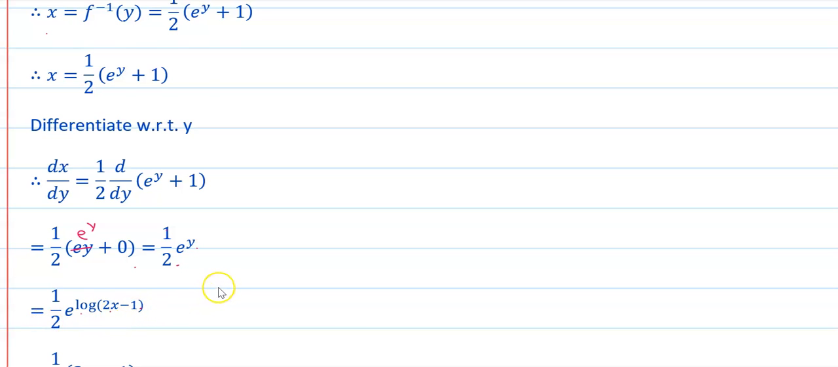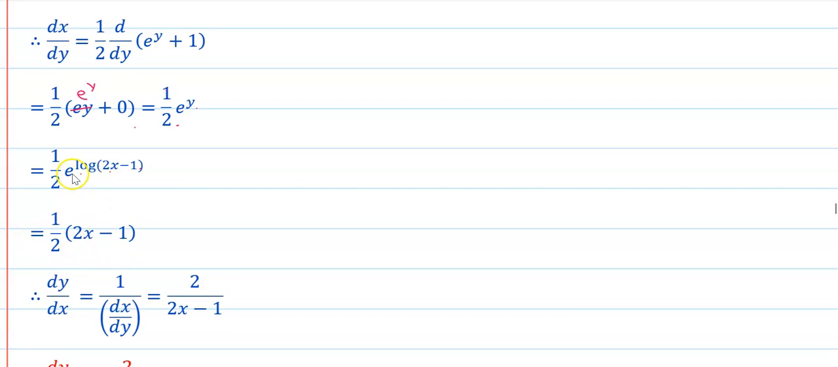And hence 1 upon 2 e raised to log of 2x minus 1. Here the base is e. E raised to log of 2x minus 1 to the base e is nothing but 2x minus 1, because we have the result that e raised to log of a to the base e, the answer is only a. Similarly here, 1 upon 2 into 2x minus 1.